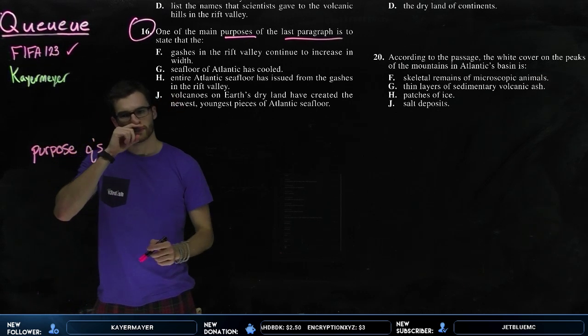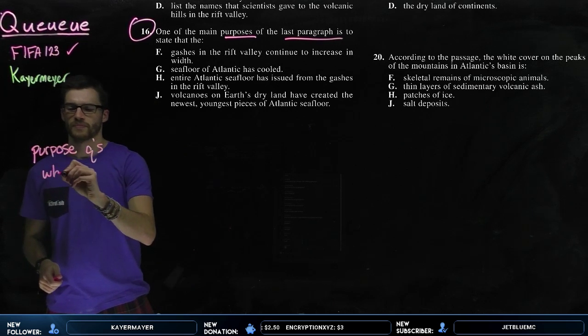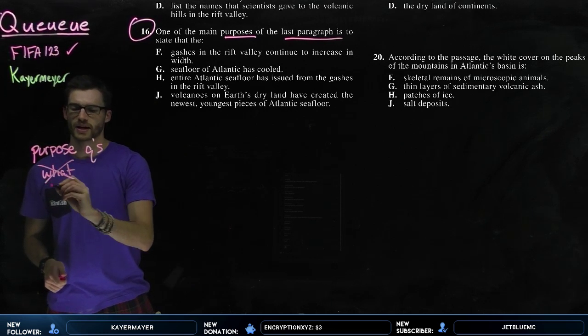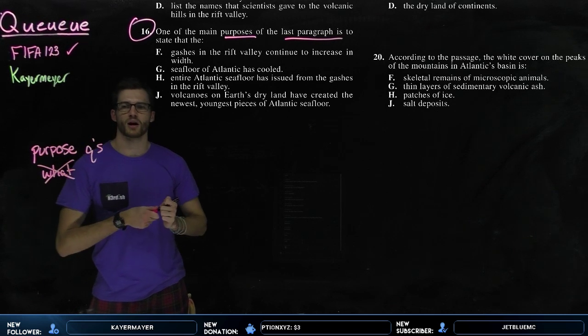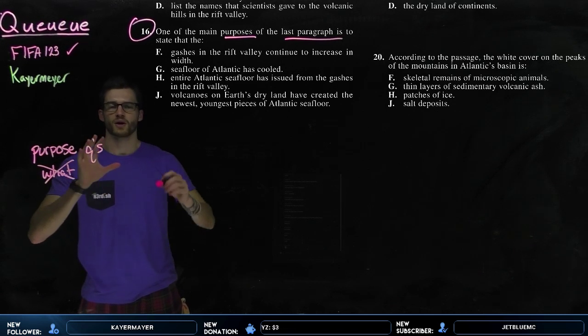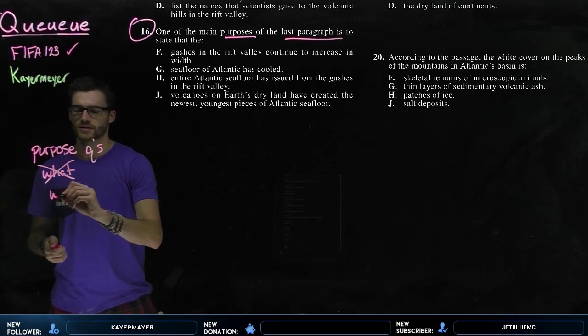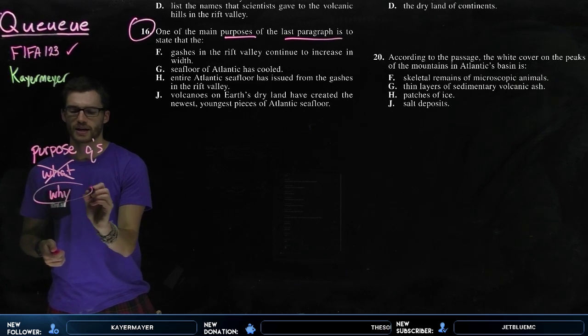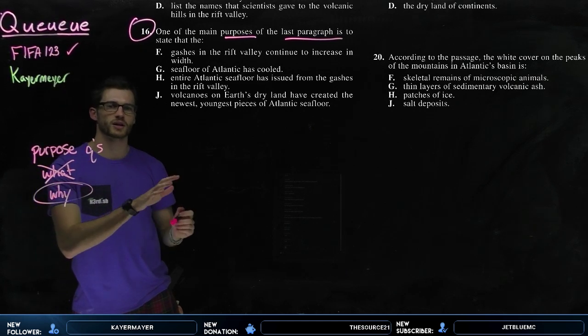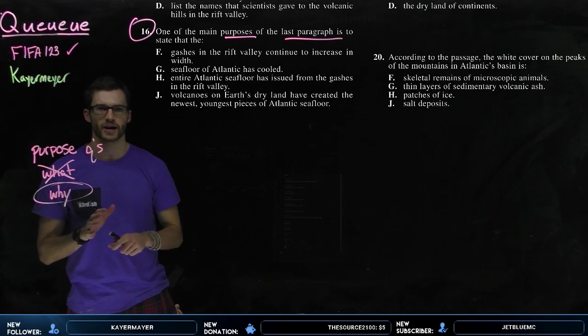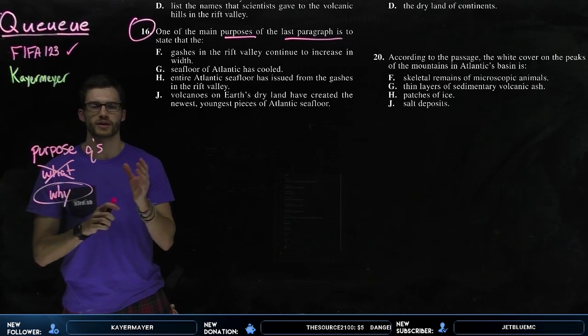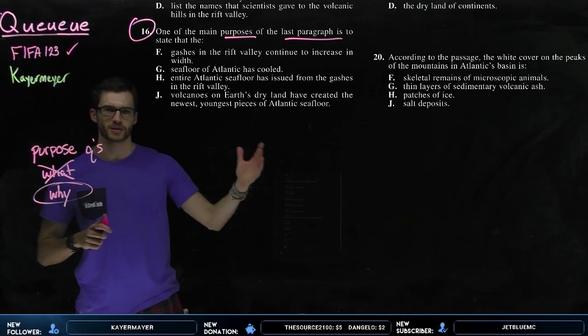Number one, they're not asking what. They're not asking what was said. They're not asking what the author is arguing. They are asking why. What is the point of what they said in this part? So the question here is not asking what do they say in the last paragraph. They're asking why do they say it. What is the purpose of that? How is it developing the passage as a whole?